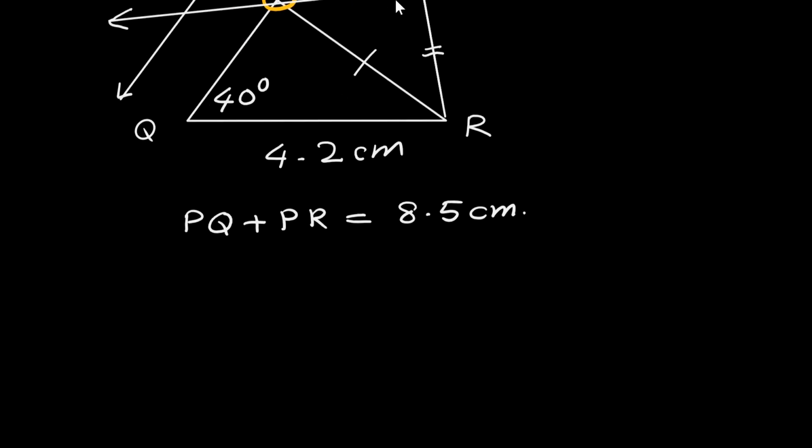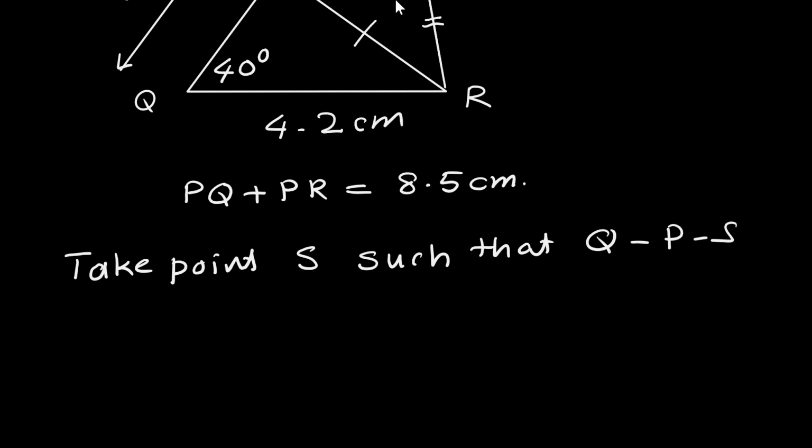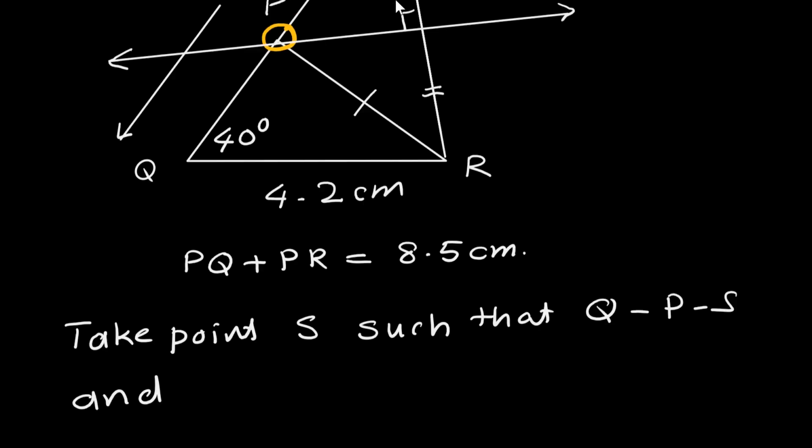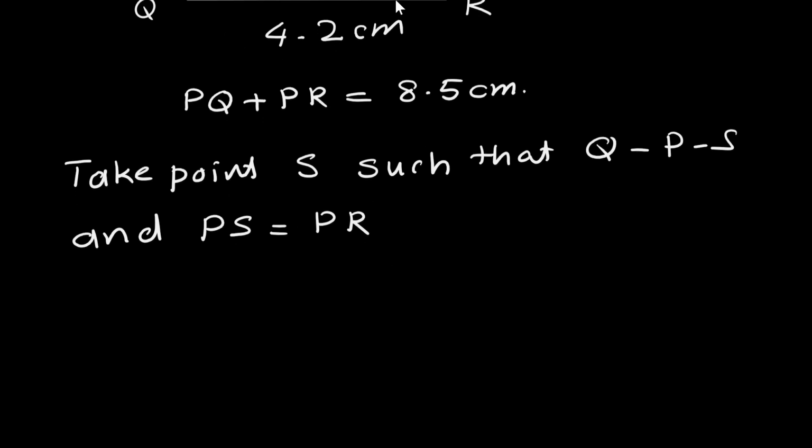What did we do first? Take point S such that Q-P-S and PS is equal to PR. Right, analysis: take point S such that Q-P-S and PS equal to PR. As PS is equal to PR.